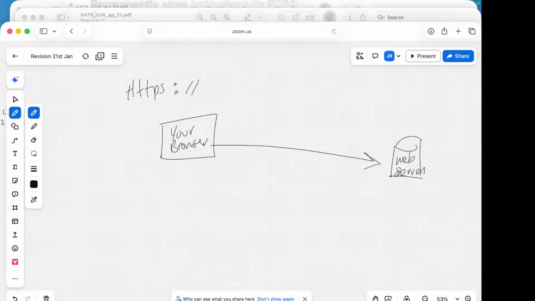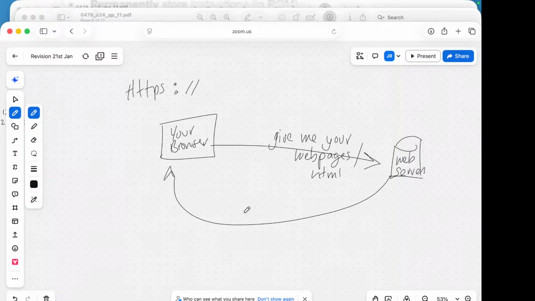And the web server sort of says, give me your web pages, HTML. The web server then sends back its public key and says, well, actually, before I do that, you have to have this public key. And if you want to send me anything, then you have to use that public key and encrypt it.